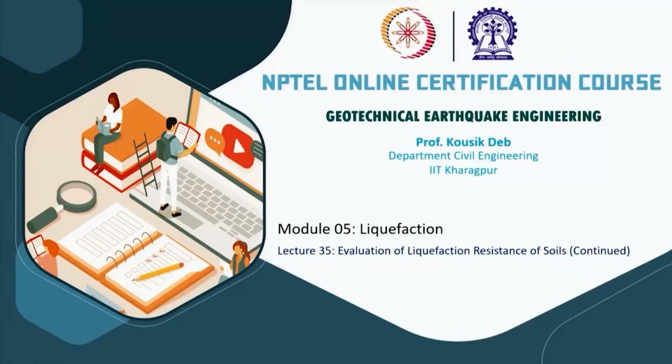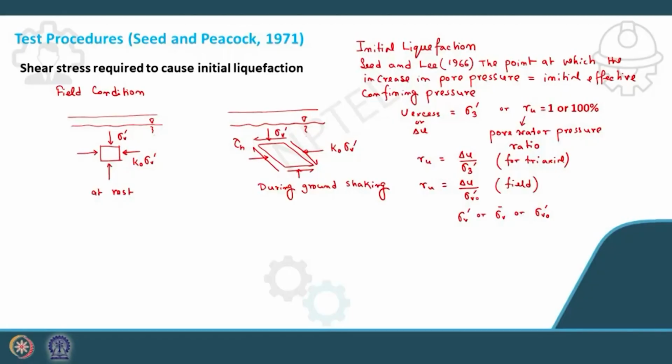The two tests I am talking about are the cyclic triaxial and the cyclic simple shear, and how we can correlate the test results of these two tests, and then determine the shear stress required to cause liquefaction. Okay, so now I was talking about this initial liquefaction and the field condition. So these are the two conditions: at rest and during the ground shaking.